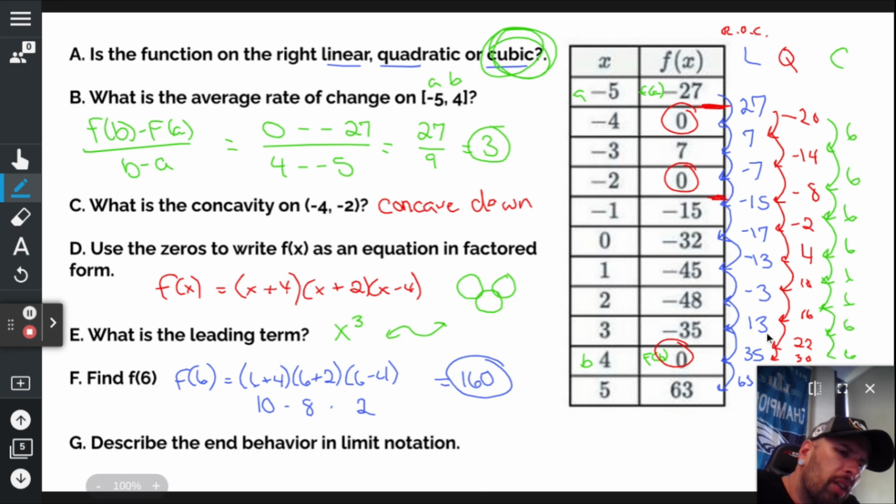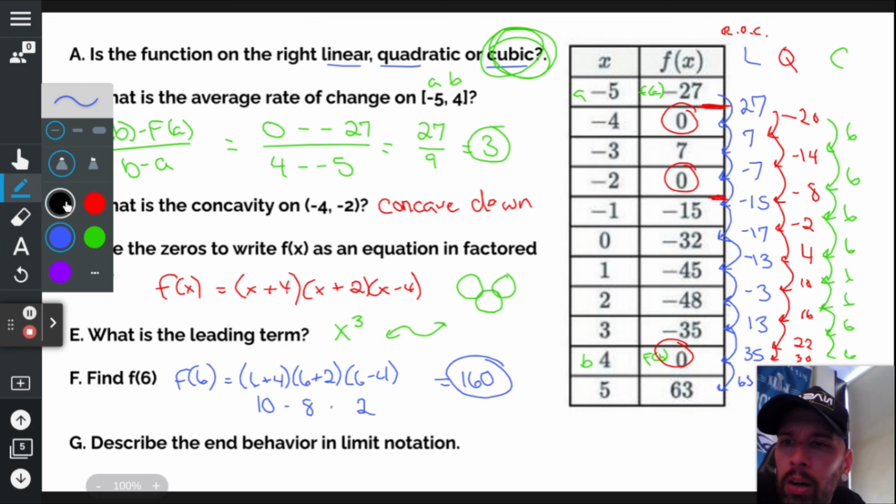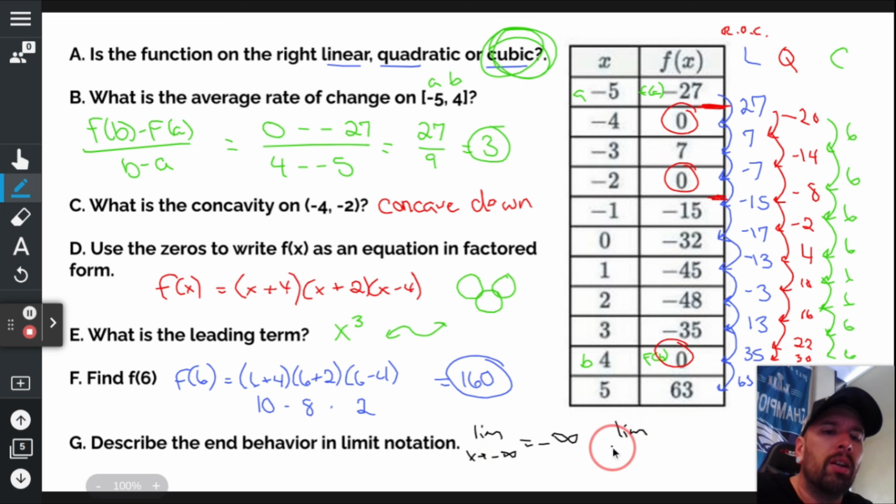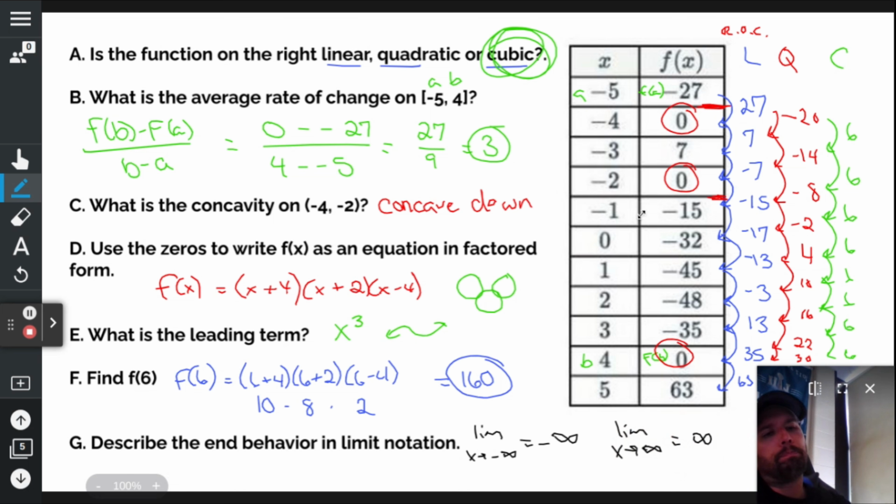And again, you could have done that by figuring out the patterns here, but I found this to be easier. Describe the end behavior in limit notation. Looking at it, since I already said that my picture is x cubed, it's going to look like that. My limit as x approaches -infinity is going downward, so it's going to equal -infinity. And my limit as x approaches positive infinity, since it's going up and to the right, is going to be regular infinity. Okay?